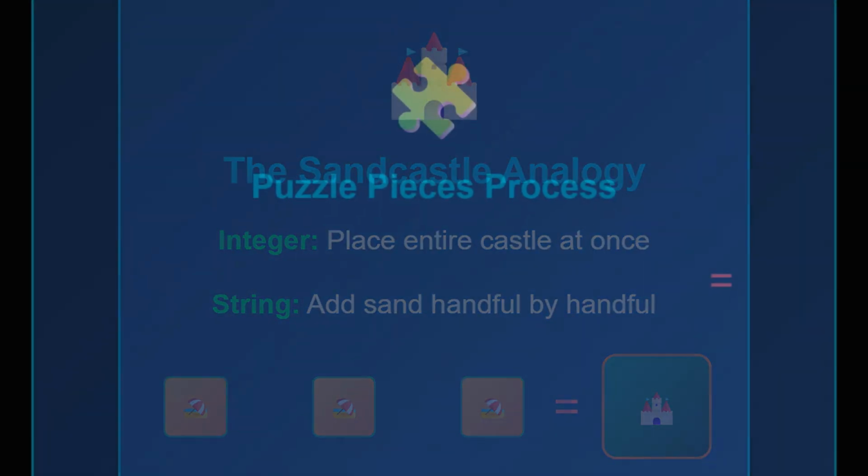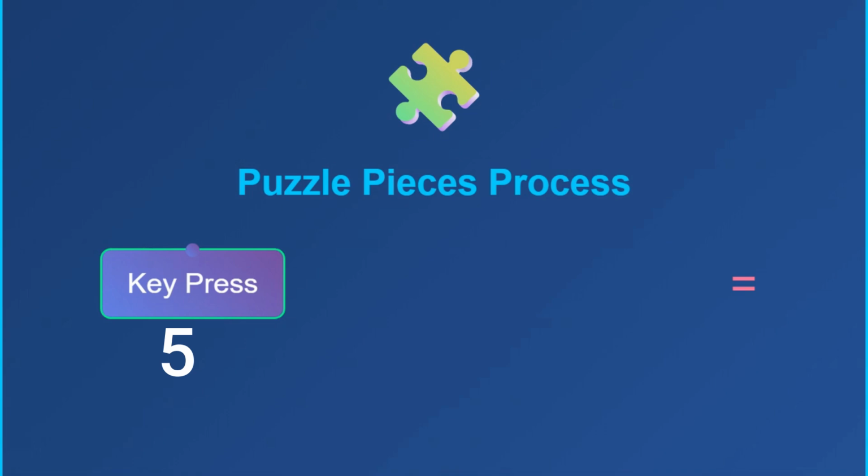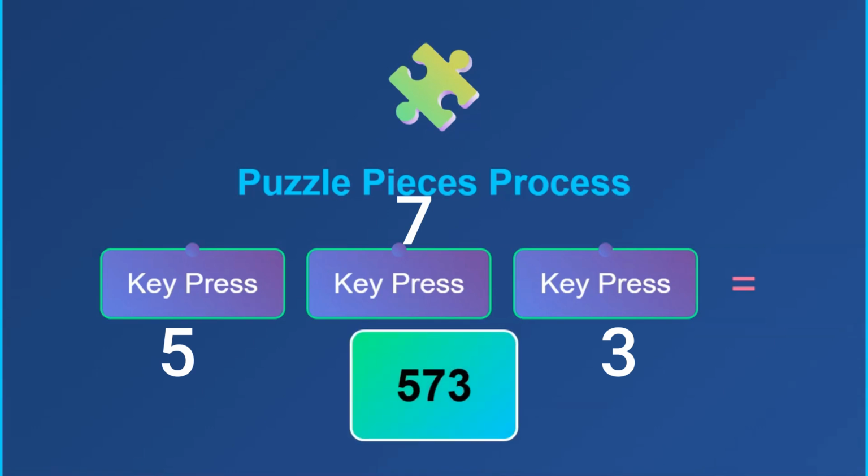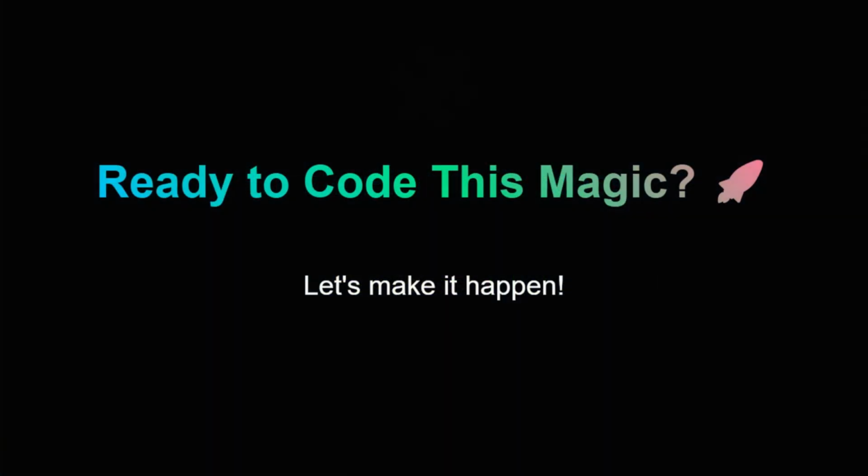So when the player presses 5, we add 5 to our empty string. When they press 7, our string becomes 57. When they press 3, it becomes 573. Finally, when they press enter, we convert that string 573 into the integer 573 for our game logic. It's like collecting puzzle pieces, individual key presses, and then assembling them into the complete picture, the final number.